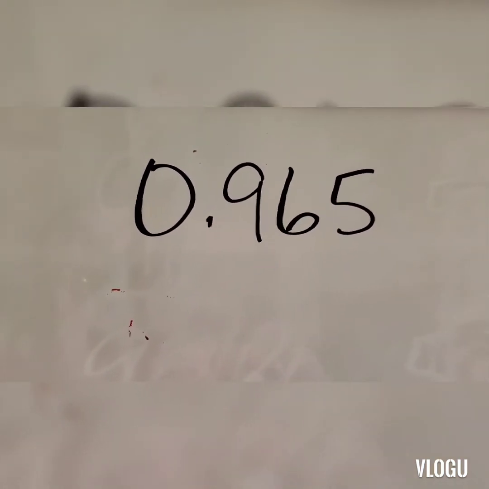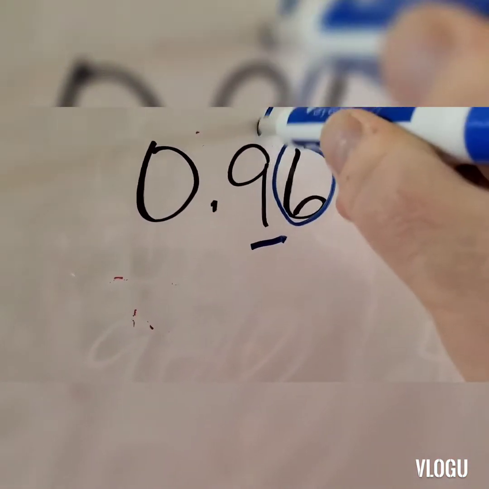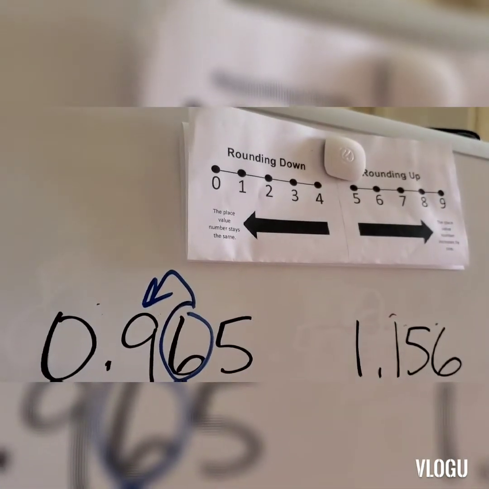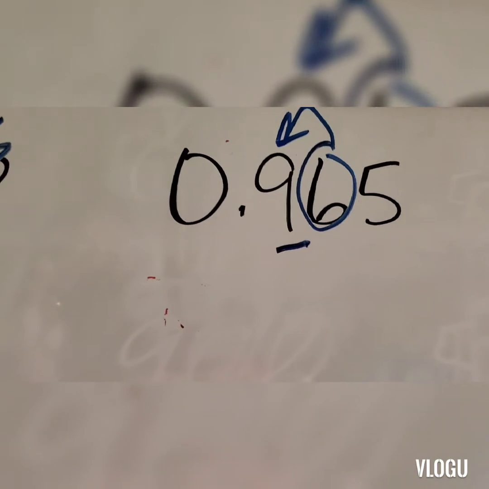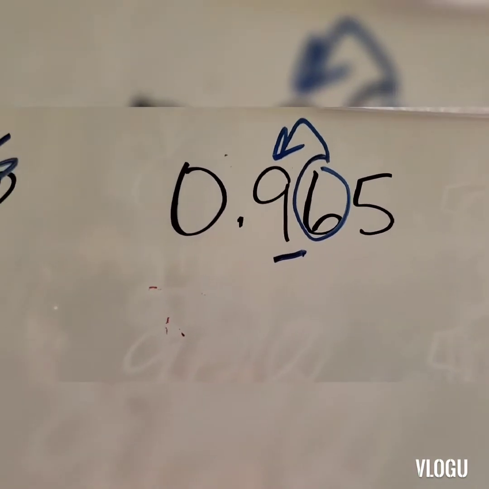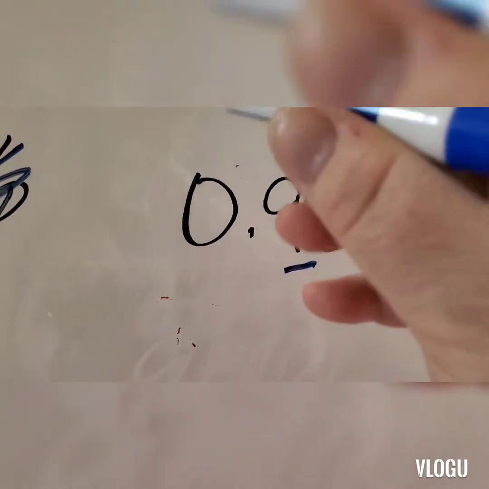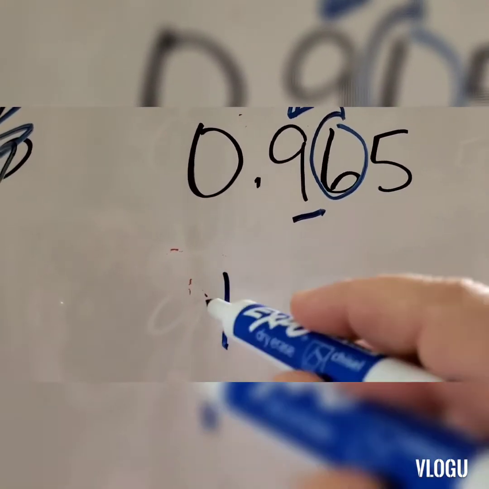The number in the tenths position is the 9. The 6 tells the 9 what to do. If we consult the chart, the 6 tells the 9 to increase by 1. Well, that would be a 10. The 1 carries over to the 1, or over here.